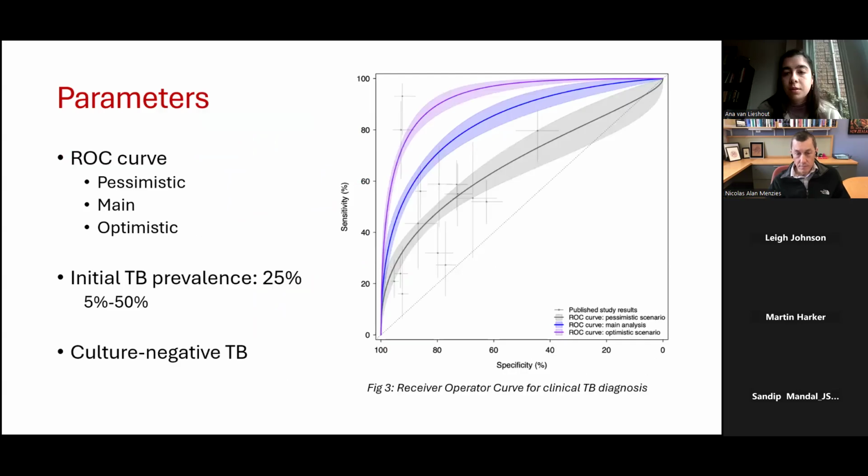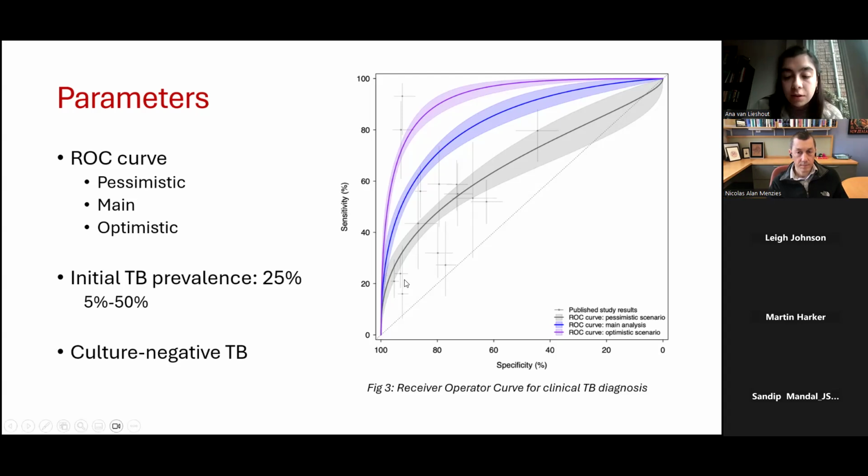So for that, we used this receiver operating characteristic curve. This curve tells us that if clinical diagnosis is more specific, then it will also be less sensitive. It's a cutoff point for when something is determined to be an actual positive case and when it is determined to be a negative TB case. So it's this trade-off between specificity and sensitivity. The main assumption is that it is infeasible to have both a highly specific and a highly sensitive clinical diagnosis. So we fitted this ROC curve to the published study results from different papers.